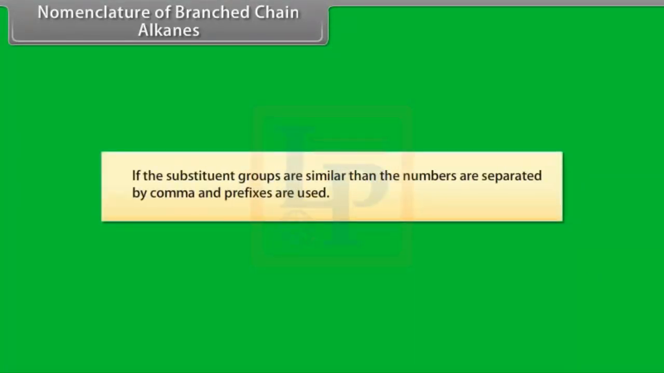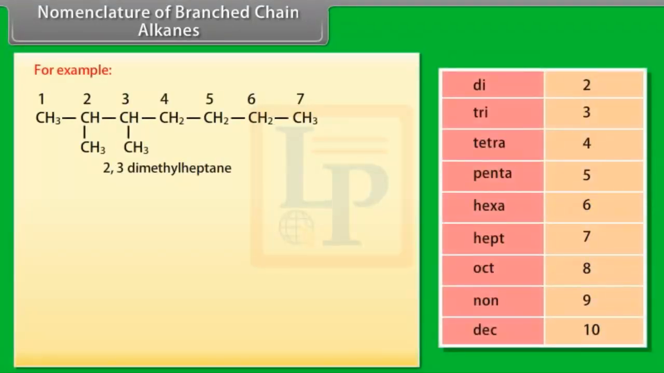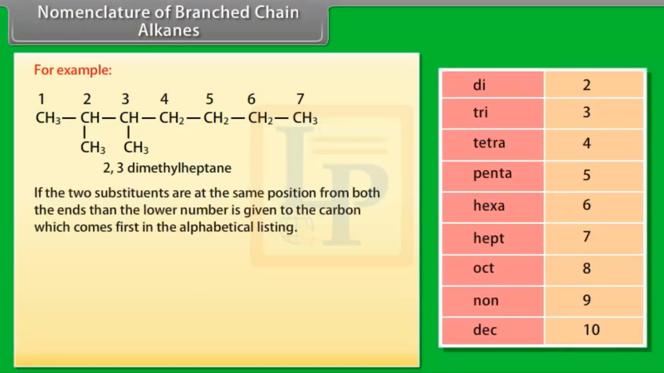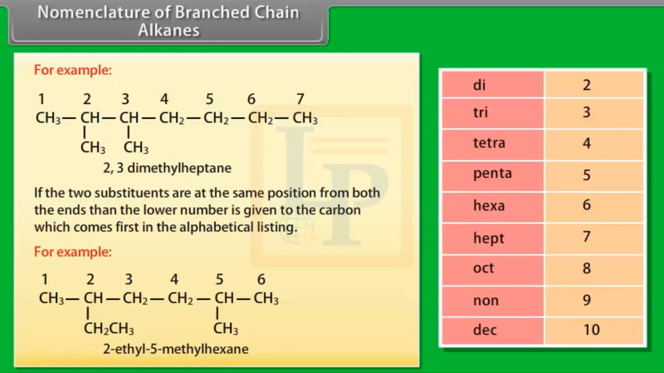Nomenclature of branched chain alkanes. If the substituent groups are similar, then the numbers are separated by commas and prefixes are used, as given below. If the two substituents are at the same position from both the ends, then the lower number is given to the carbon which comes first in the alphabetical listing. For example, 2-ethyl 5-methyl hexane.